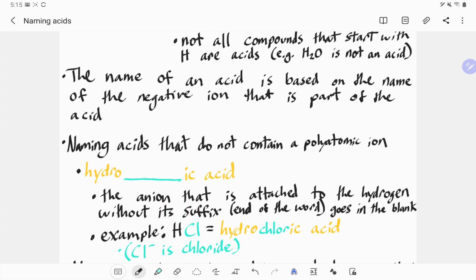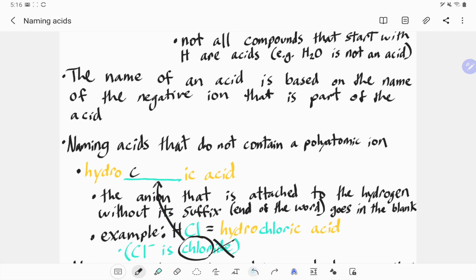So the anion, which could be fluorine, chlorine, bromine, iodine, etc., without the ending, is what's going to go in the blank. So let's do an example here. We have HCl. What we are going to do is take the anion, cancel the ending, and put everything else in the blank. So here we're going to get hydrochloric acid. So take the anion, cancel the ending, and put everything else in the blank. So cancel that IDE ending.